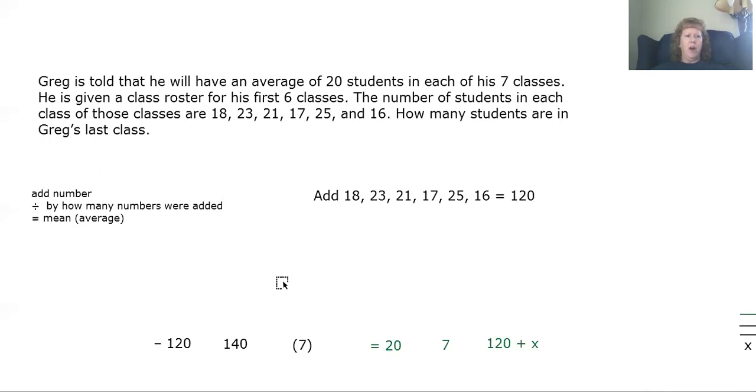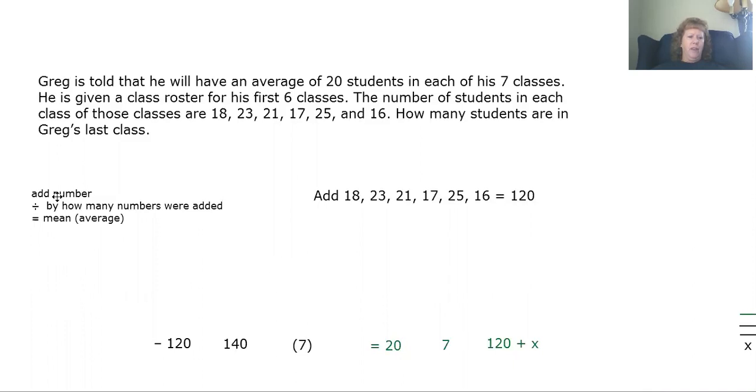So in this practice problem, Greg is told that he will have an average of 20 students in each of his 7 classes. He is given a class roster for his first 6 classes. The number of students in the class for those classes are 18, 23, 21, 17, 25, and 16. How many students are in Greg's last class?